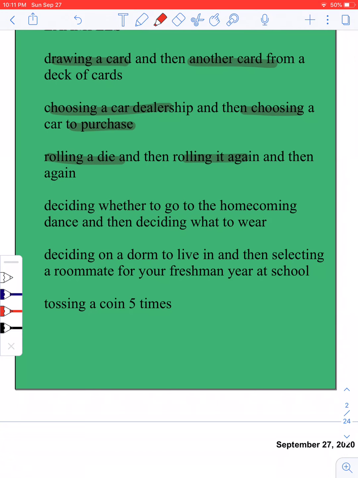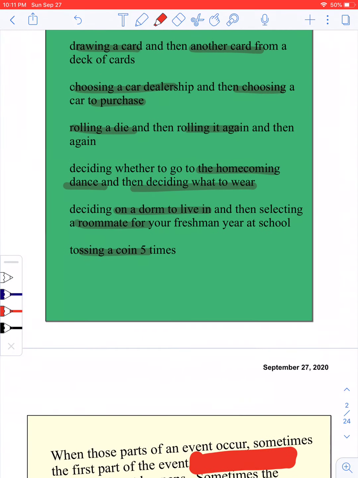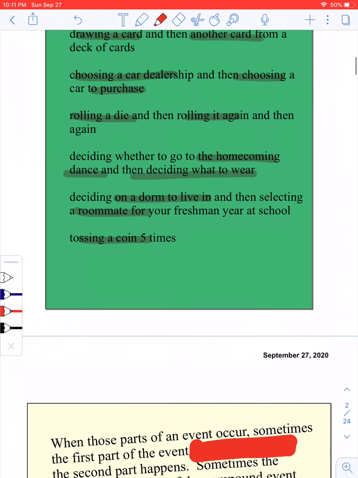Deciding whether to go to the homecoming dance, and then deciding what to wear. Deciding on a dorm to live in, then selecting a roommate for your freshman year, or finally, like tossing a coin 5 times. Each of these examples we kind of need to work through very carefully.